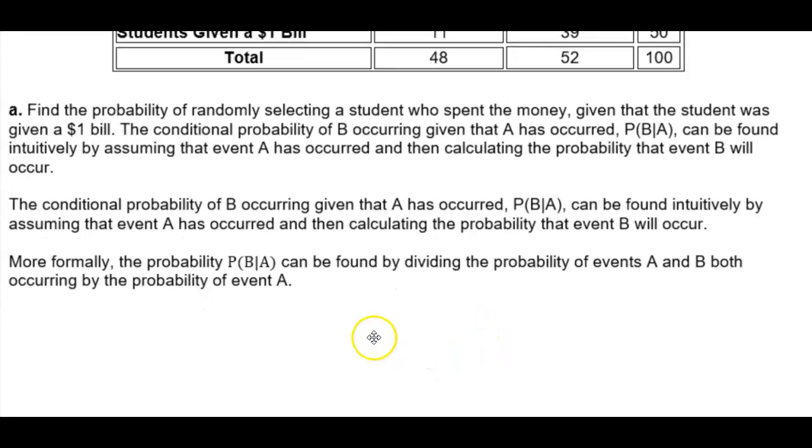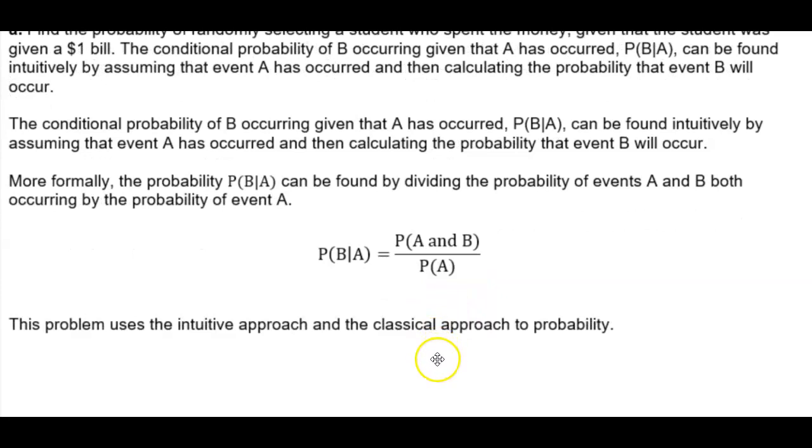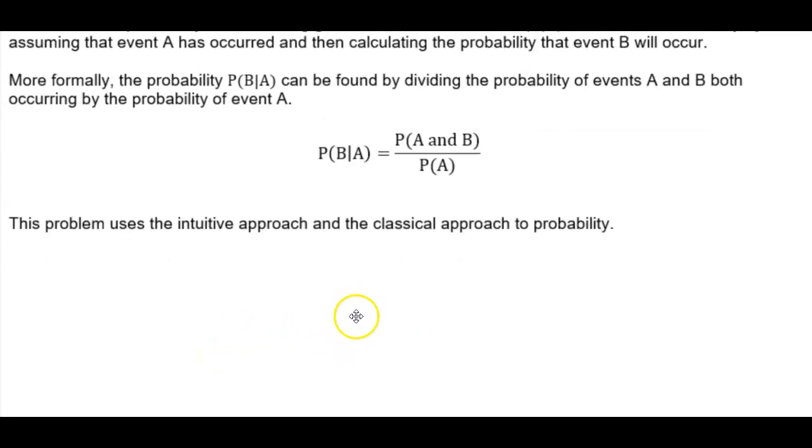More formally, the probability can be found by dividing the probability of events A and B, both occurring, by the probability of event A. So this is our formula. Probability of event B, provided that A has occurred, is equal to the probability of A and B divided by the probability of A. Now, this problem uses the intuitive approach and the classical approach to probability.